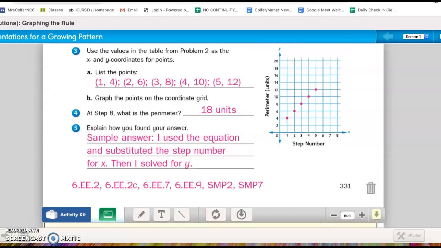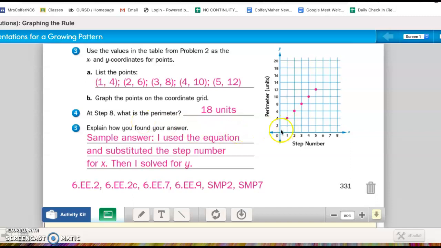So from here, you can see that we took the points from the table above. So when I had x was 1, my y value was 4, or the perimeter was 4. In step 2, the perimeter ended up being 6. So I turned that into an xy coordinate that I could then come over here and graph. 3, 8, 4, 10, and 5, 12. How did I graph those? I go over 1, up 4, over 2, up 6, over 3, up 8, over 4, up 10, and over 5, up 12. At step 8, what is the perimeter?